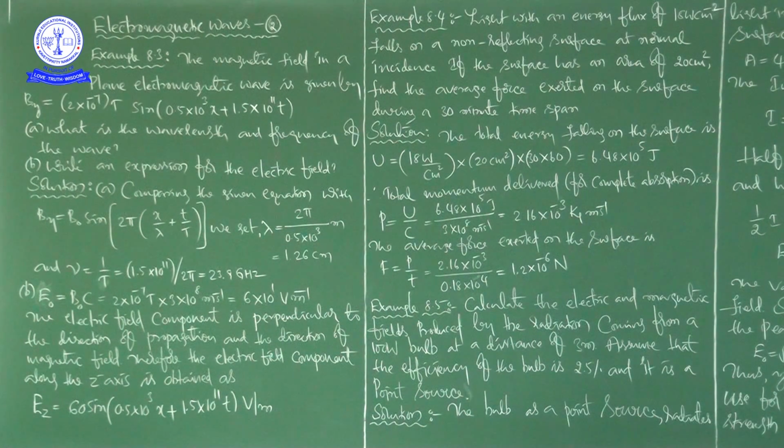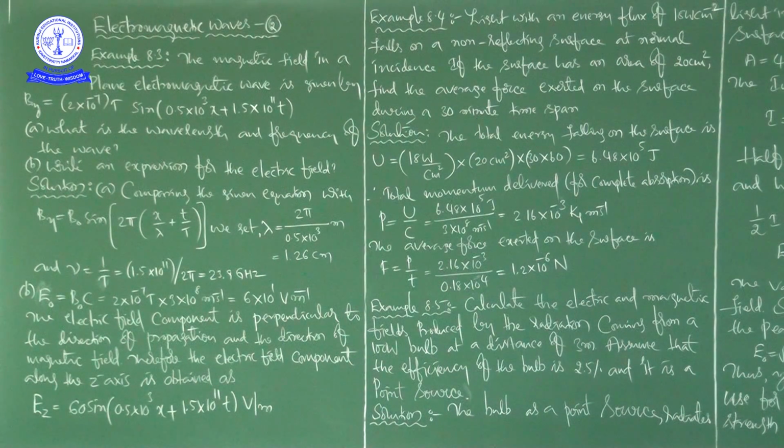When light of a certain amount of energy falls on one particular surface, one is reflection, the second is absorption, the third one is refraction. But here, light with an energy flux of 18 watt per centimeter square falls on a non-reflecting surface means I am sure that no light is going to reflect.